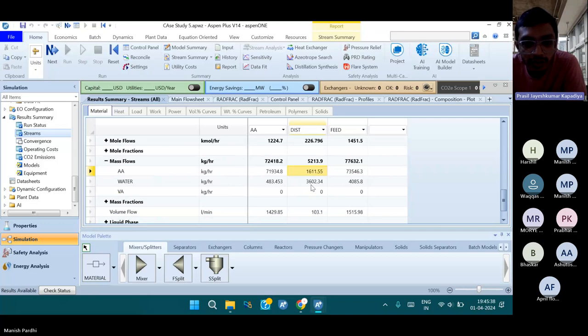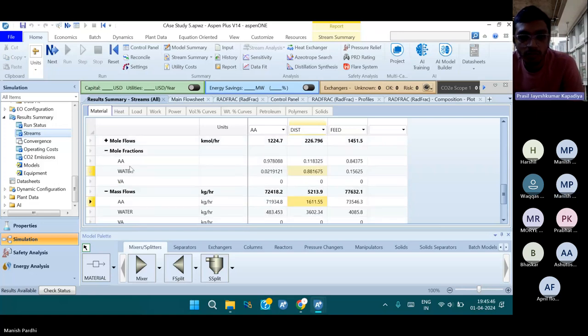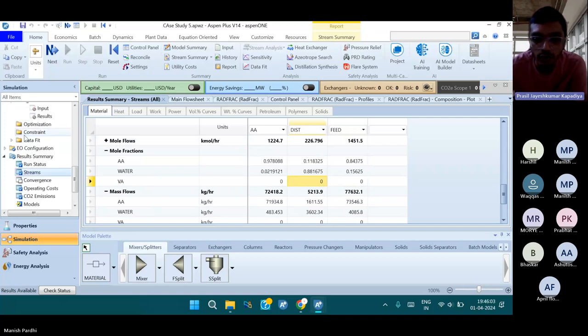There is 1611. Okay, and what is mole fraction? Here we can play with it, but we won't do that right now. What is mole fraction? 97 in top and 88. Yeah, this is not good. If you see the mass flow rate values, this is not good. Okay. Can you show me reboiler duty in this case? I will tell you from.